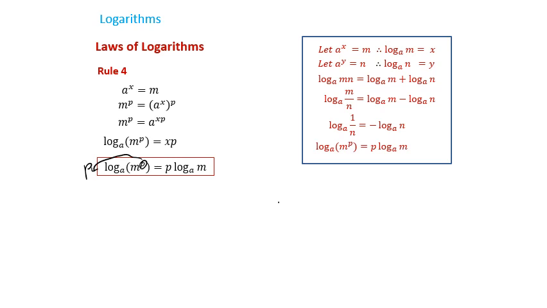Alright, we're looking good, aren't we? Let's look at an example of that. In this one, we notice the 3 is outside the log. If we wanted to bring it inside, it means it's going to become the power. So it becomes log base 3 of 4 to the power 3. In turn, 4 to the power 3 is equal to 64, and that would be our answer.